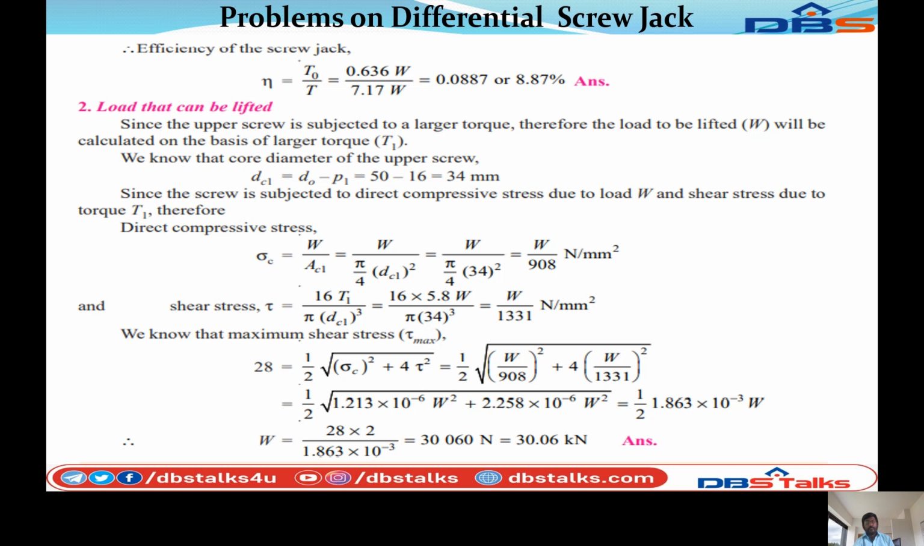This is the problem on screw jack and differential components. And this is the last topic from the design of power screws. So you can complete the second unit also.